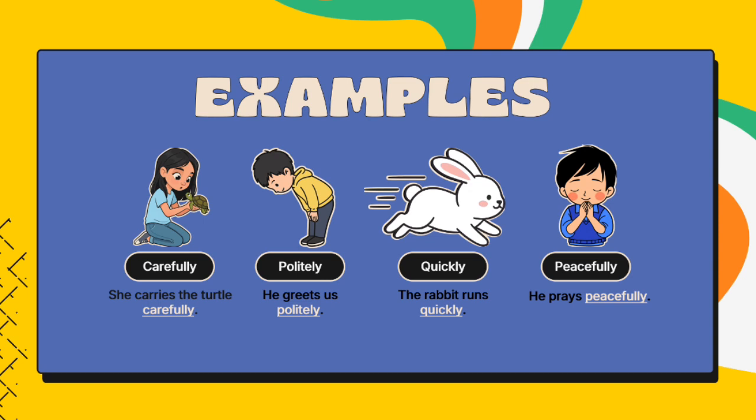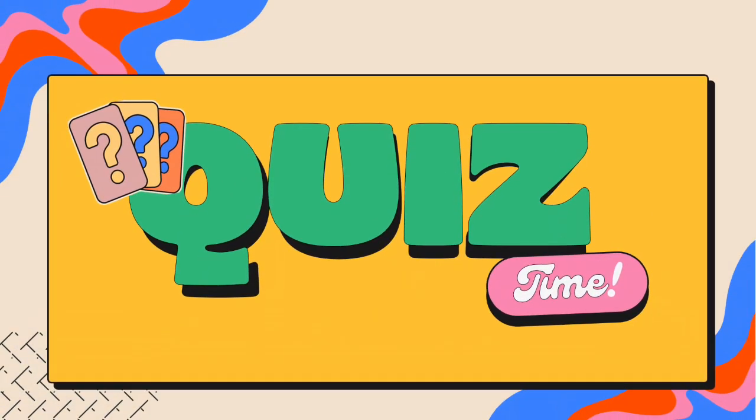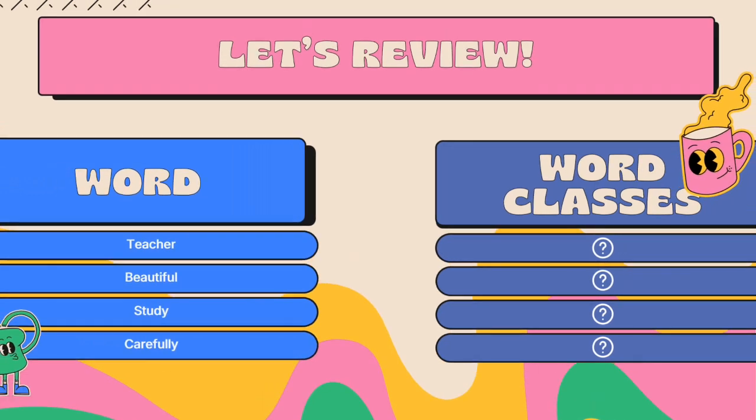Moving on to the third sentence, the rabbit runs quickly. Quickly tells us how the rabbit runs. Finally, he prays peacefully. Peacefully tells us how he prays. So, adverbs usually give us extra information about an action. And before we move to the exercises, let's review what we have learned today.